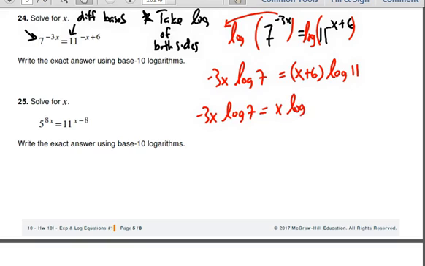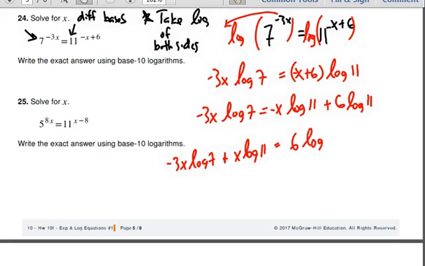All right. So distributing this log 11, yep, there it is. So log 11 times negative x is negative x log 11 plus 6 times log 11. And then I'm going to get all my x terms on one side, and I think that's going to be the left-hand side. So negative 3x log 7 plus x log 11 equals 6 log 11. I have an x in both of these terms, so I'm going to factor it out. x times the quantity negative 3 log 7 plus log 11 equals 6 log 11.